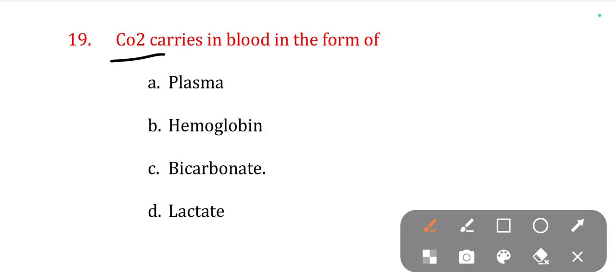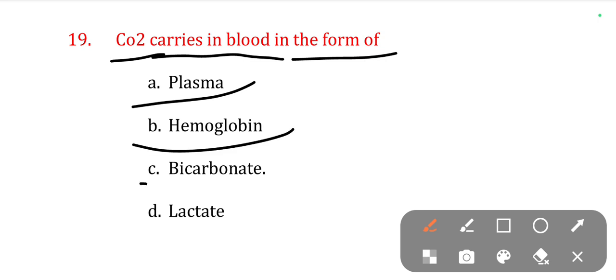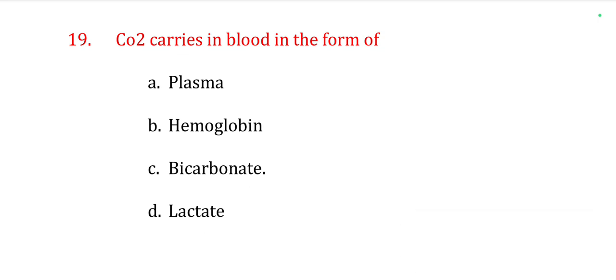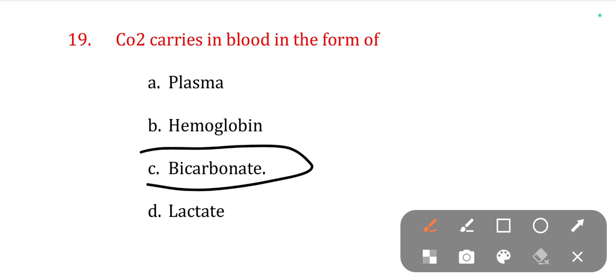The next one is CO2. CO2 is nothing but carbon dioxide. It is carried in blood in the form of. Options are plasma, hemoglobin, bicarbonate, lactate. The right one is bicarbonate. So CO2 is carried in the blood in the form of bicarbonate.